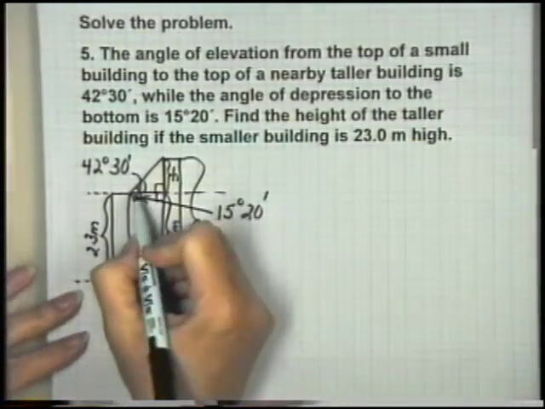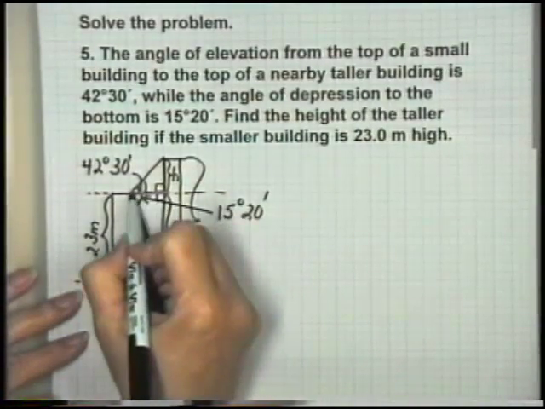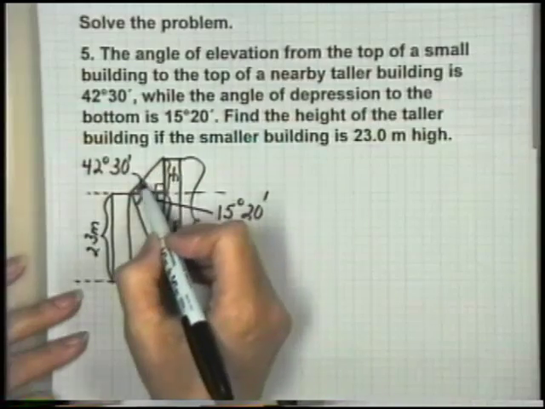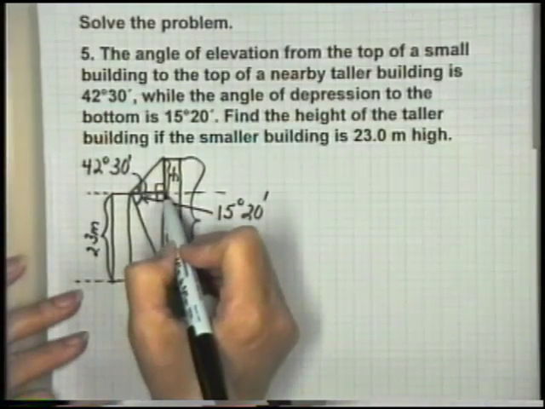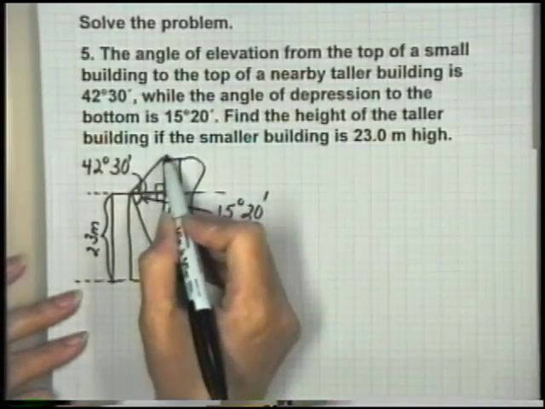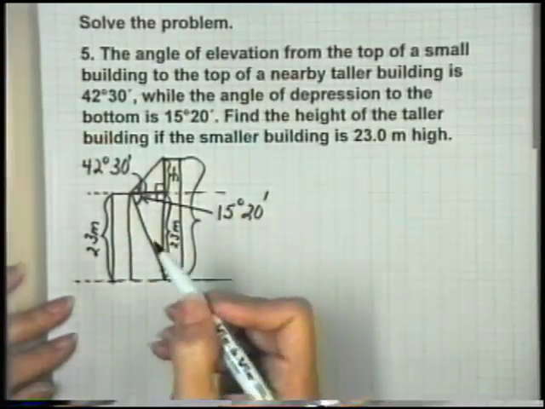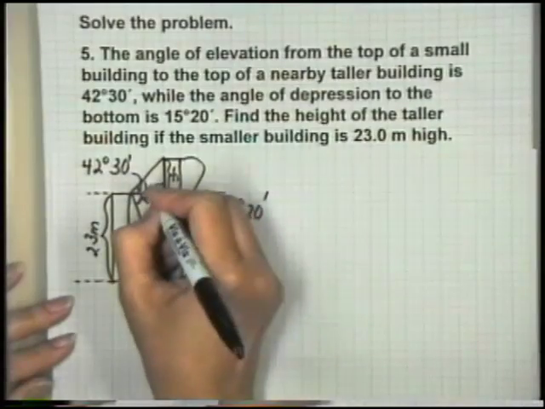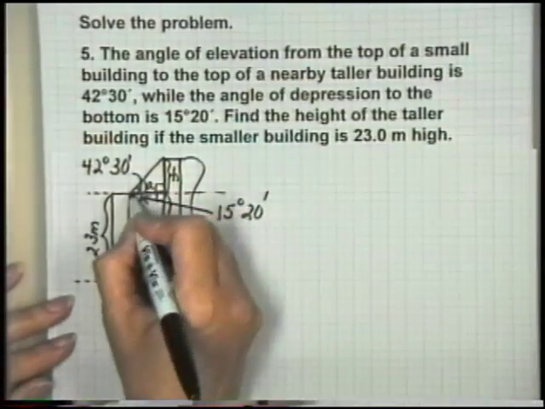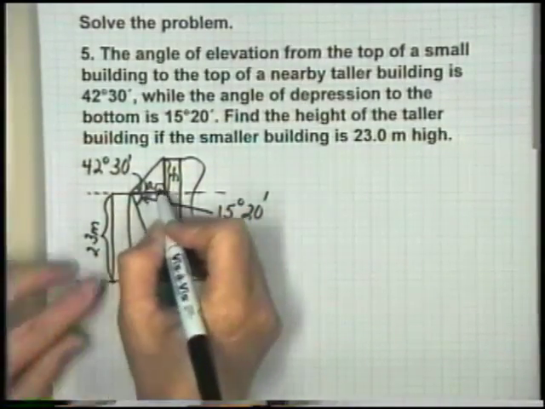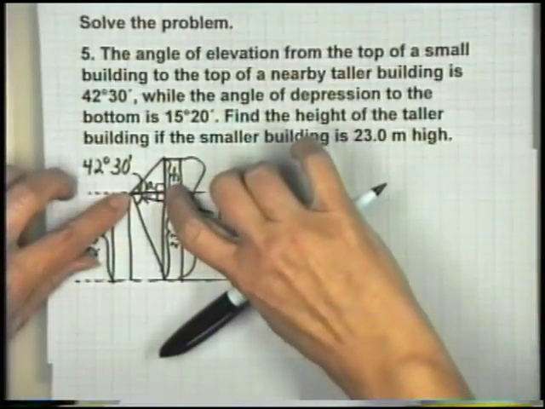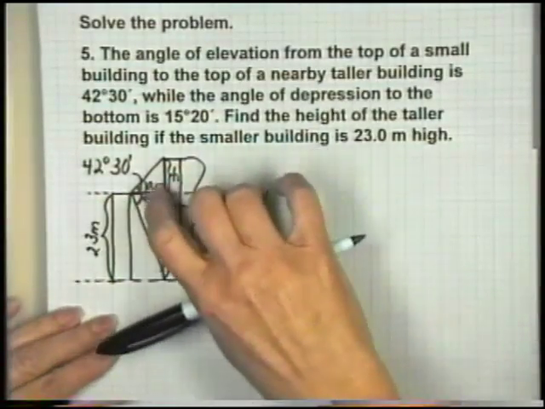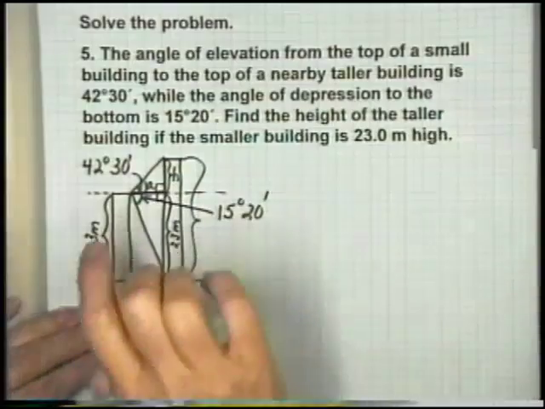Well, which part would help me to find? Well, if I could find this distance right here, then I would know an angle and a side in this triangle, and I could find H. So that's what I'll do. And you can call this side whatever you would like to. I'm just going to call it A. So this will be from here to here will represent side A.